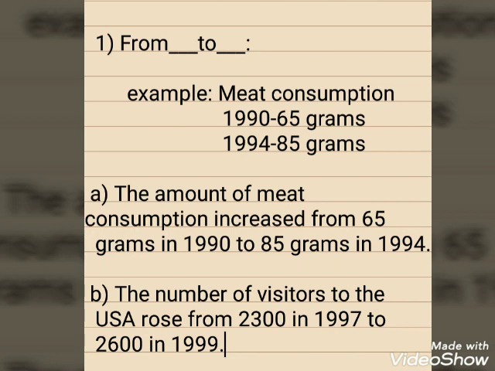For example, meat consumption in 1990 was 65 grams and in 1994 meat consumption was 85 grams. Then the structure would be like this: The amount of meat consumption increased from 65 grams in 1990 to 85 grams in 1994. The number of visitors to the USA rose from 2,300 in 1997 to 2,600 in 1999.